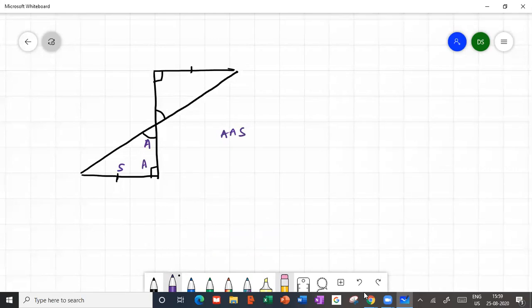Okay, and Raghav, yeah. So since you have proved that this angle is vertically opposite to this one, now you can say these lines are parallel. That AB is parallel to CD.